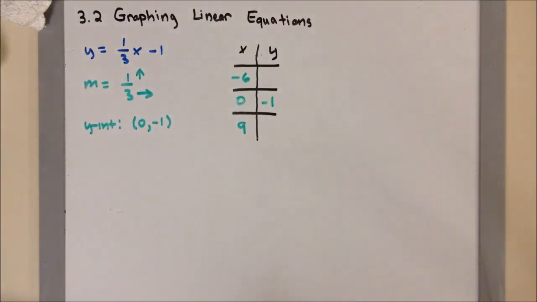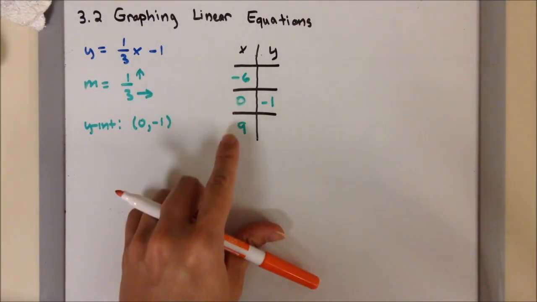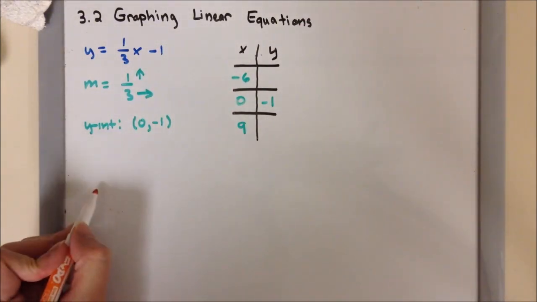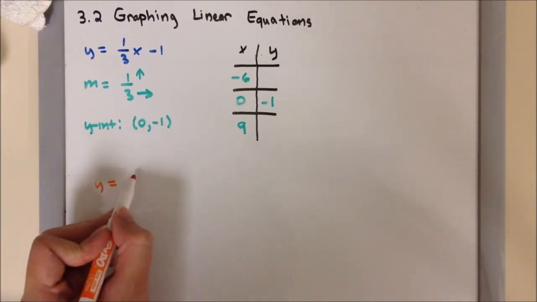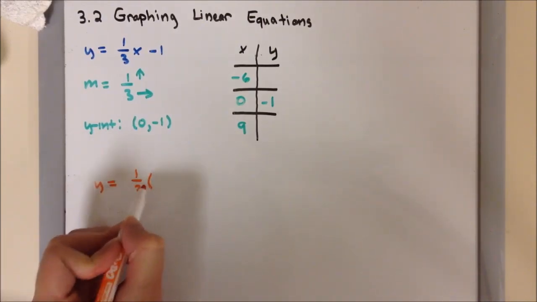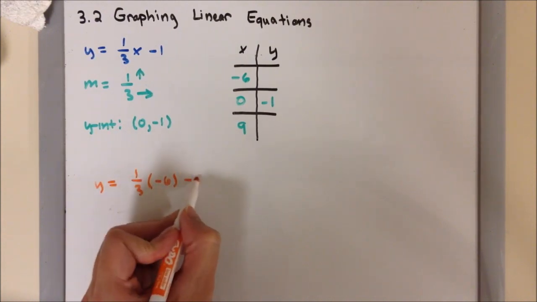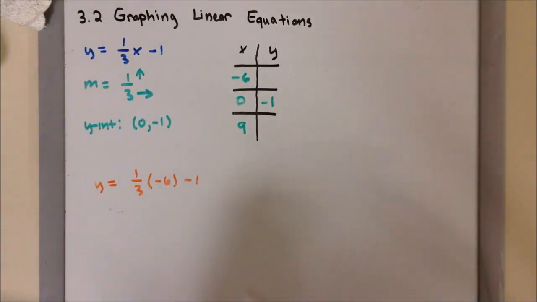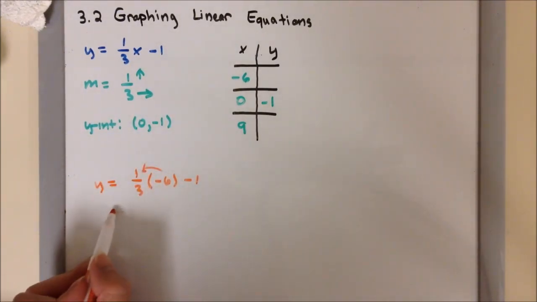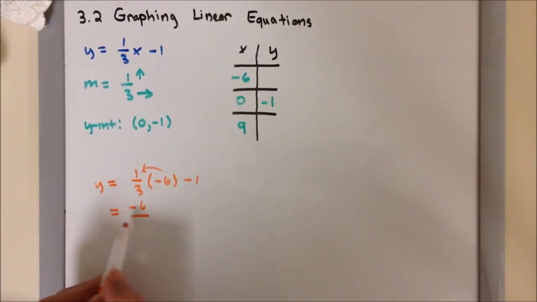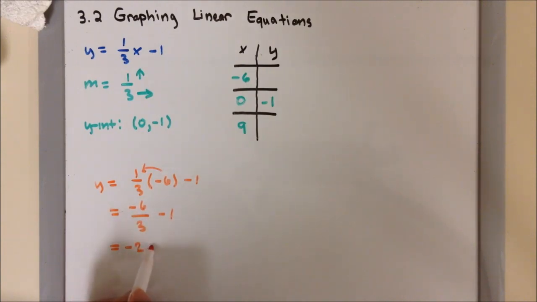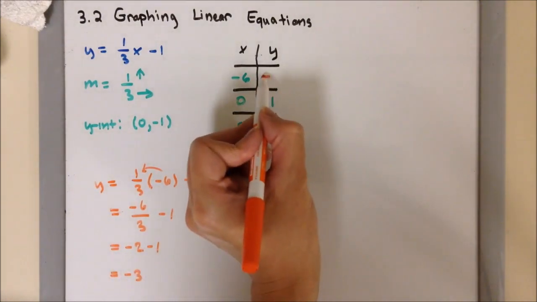Now we're going to do the work by plugging in our x values, -6 and positive 9. So, y equals 1/3 times -6 minus 1. Remember, when it's a whole number times a fraction, multiply to the numerator. So it will be -6 divided by 3 minus 1. Simplify the fraction. -6 divided by 3 will be -2, minus 1. -2 minus 1 will be -3. So my y value will be -3.